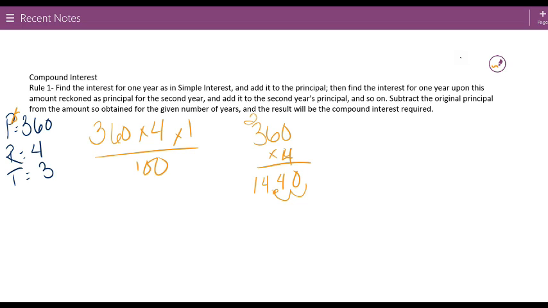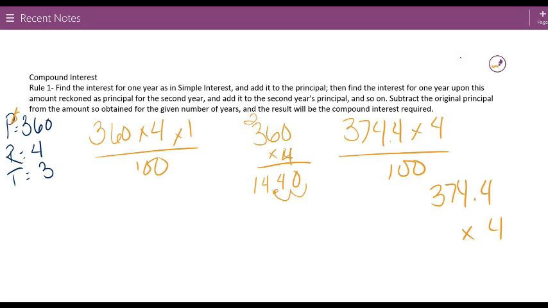Okay, so now this is how much interest you paid that first year, but now to talk about the second year, it's no longer $360, it is $374.4 times 4% over 100. So now we have 374.4 times 4.